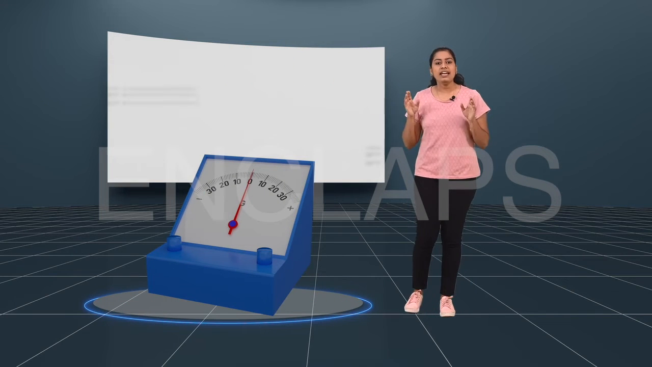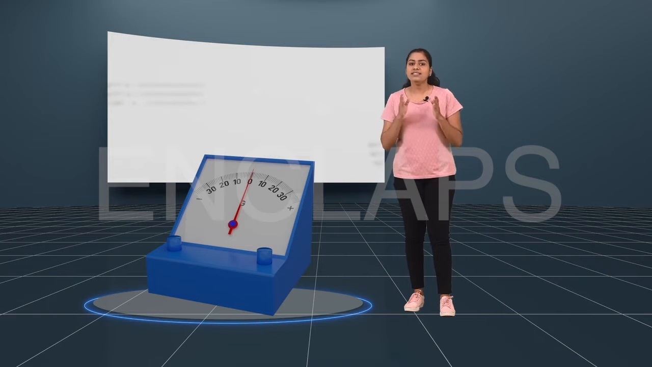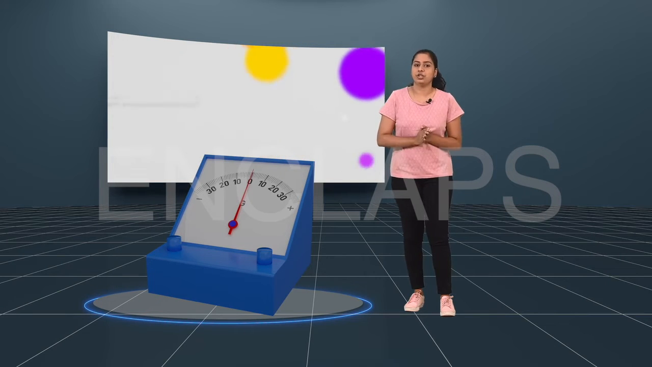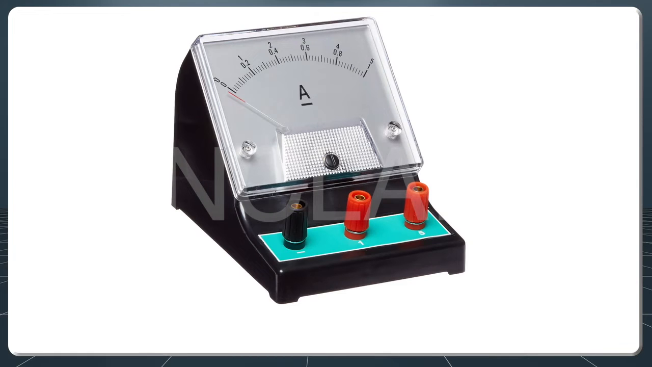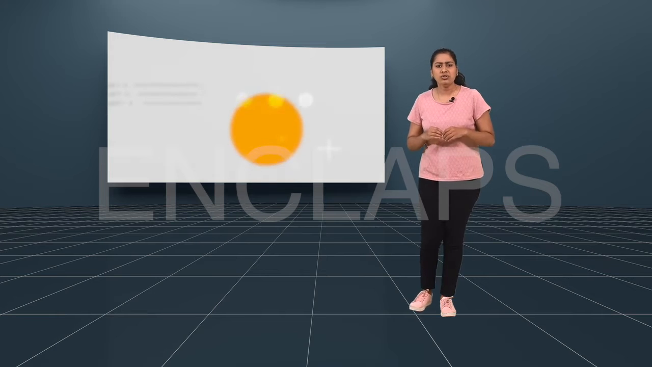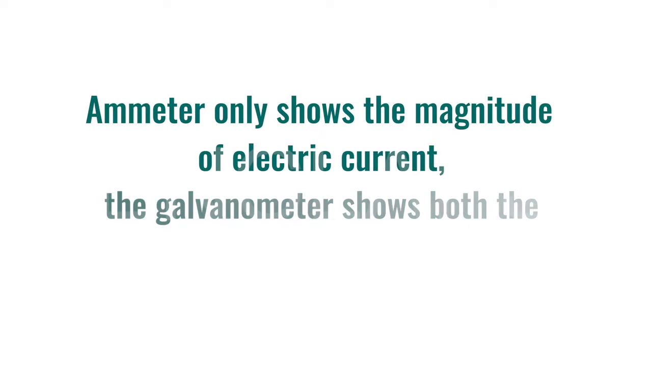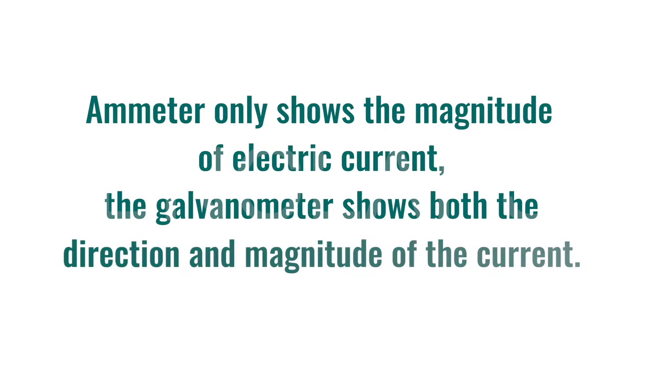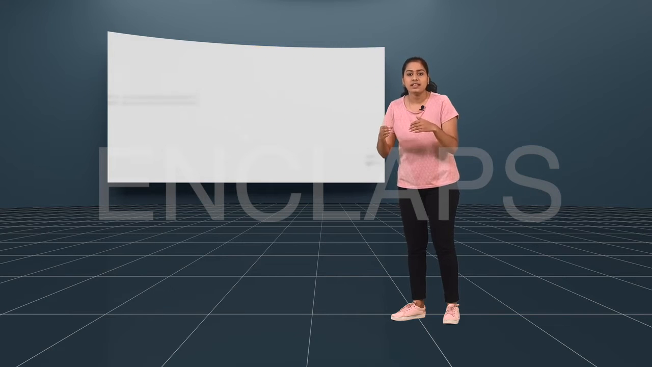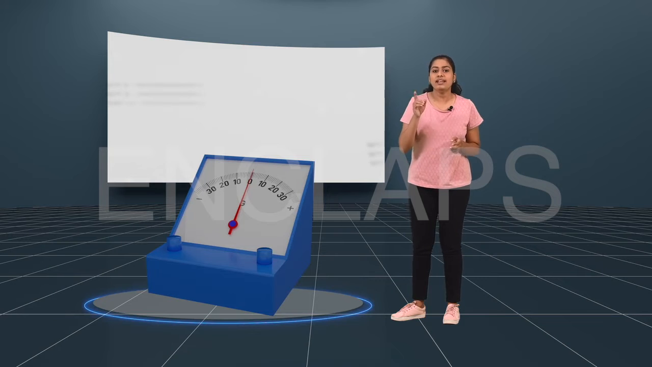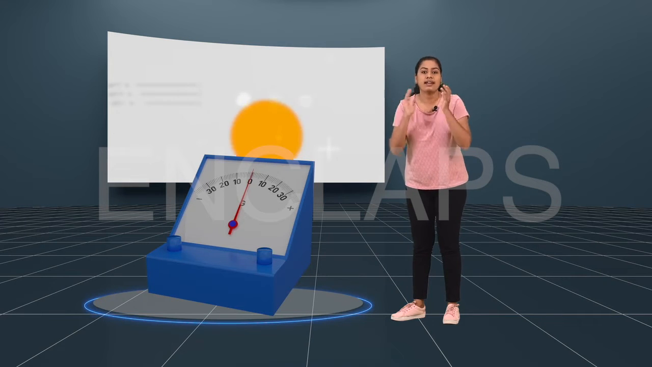galvanometer. A galvanometer is an instrument which is used to detect and measure small electric currents in an electric circuit. We know that an ammeter is also used to measure electric current. But have you ever thought of the difference between these two? While the ammeter only shows the magnitude of electric current, the galvanometer shows both the direction and magnitude of the current. There is a needle in this device and along with it, we can also see readings on the left side of 0 as well as on the right side.